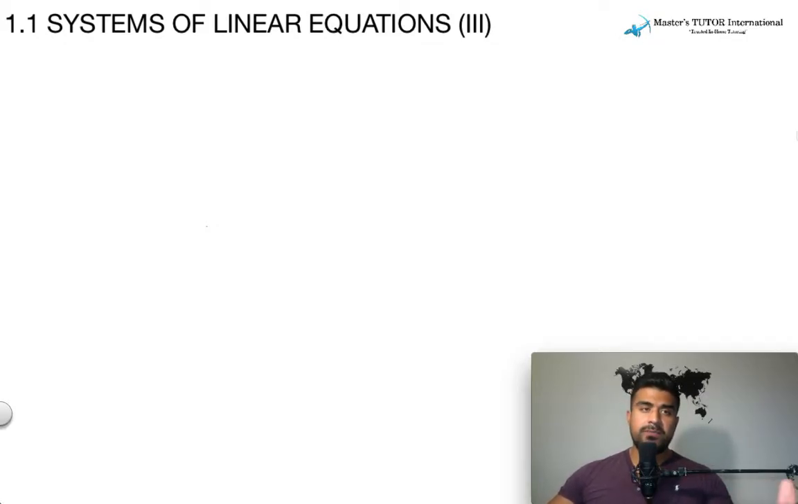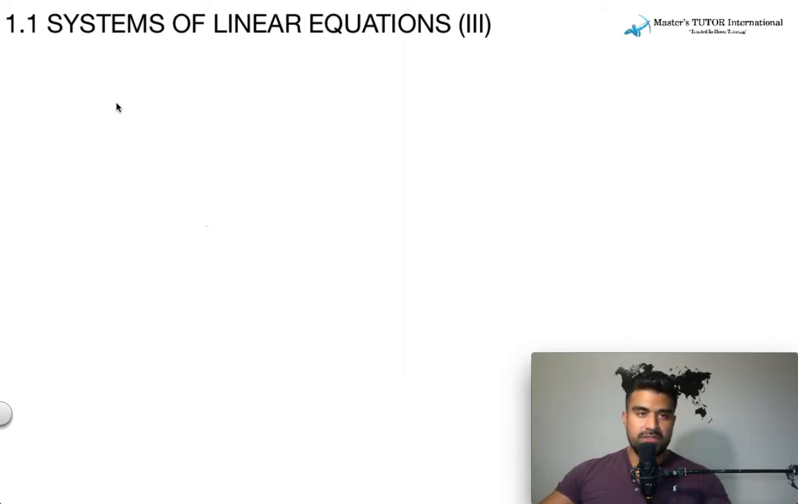Hello, this is the third part of the topic systems of linear equations. Here we will talk about how to find the solution of a system of linear equations in the graphic way. Finding the solution set of a system of two linear equations in two variables is easy because it amounts to finding the intersection of two lines.